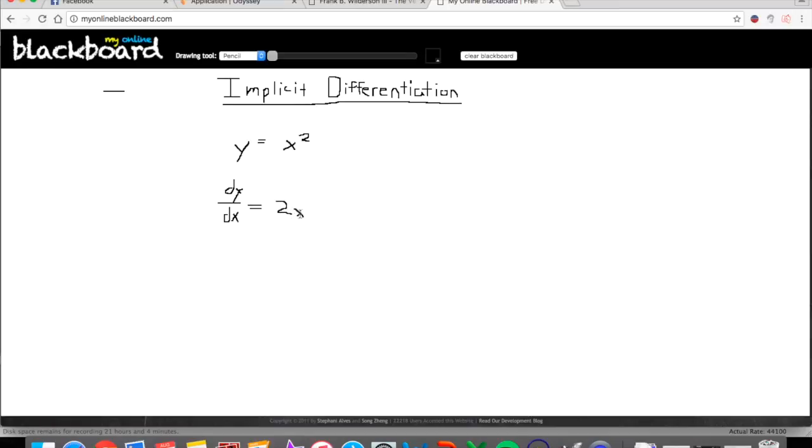So the question becomes, why is it that this appears with the derivative sign and this doesn't? That is because we're taking the derivative of y with respect to x. Now this you can imagine as being multiplied by the derivative of x over dx, which is just 1. That's why we never really write it.